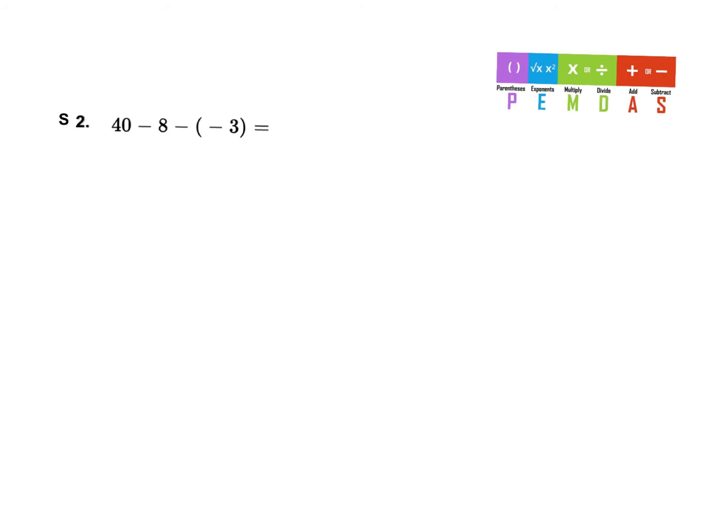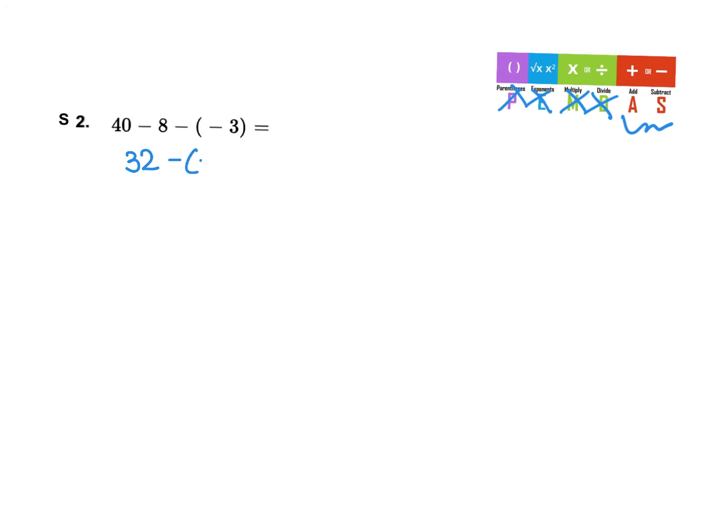All right, number 2. We have 40 minus 8 minus negative 3. All right, so we don't have any parentheses that are grouping together numbers. And we also don't have any exponents, and we also don't have any multiply or divide. So now we have to do this add and subtract from left to right. So I'm first going to take 40 minus 8. Well, 40 minus 8 is 32.